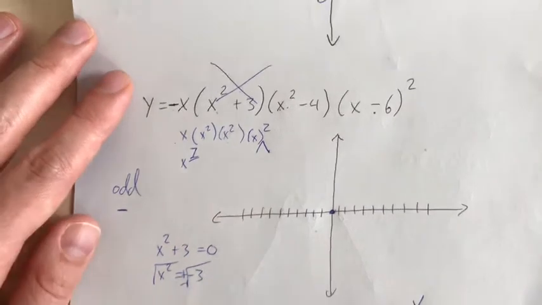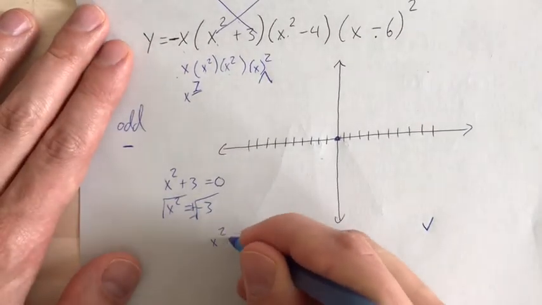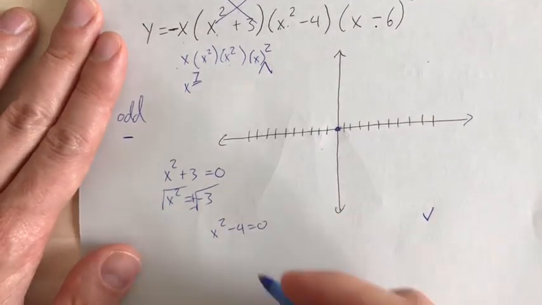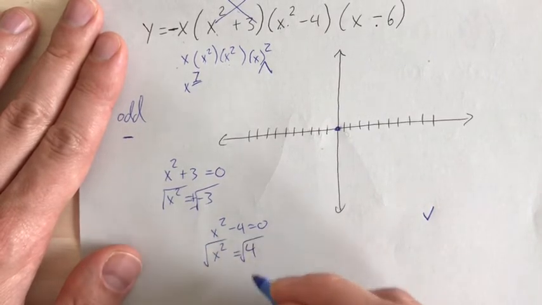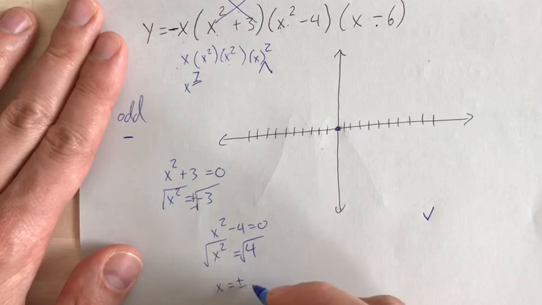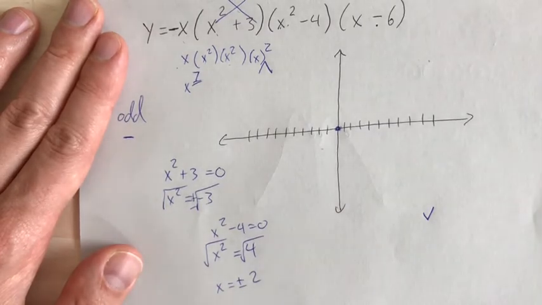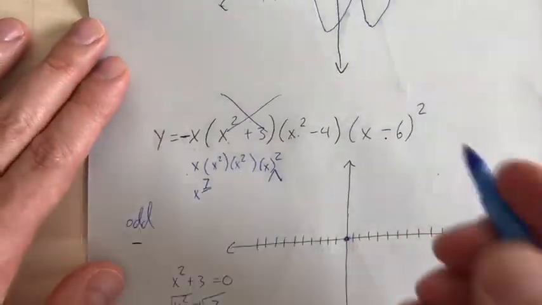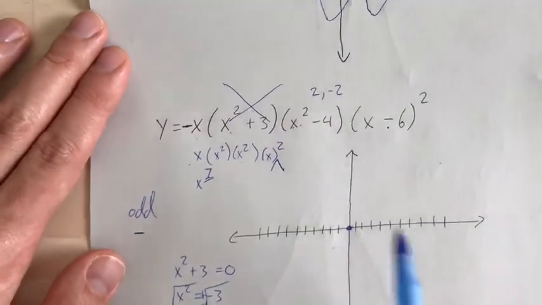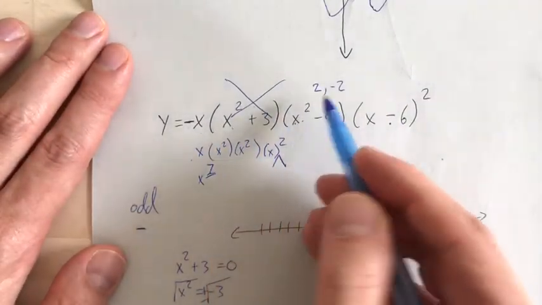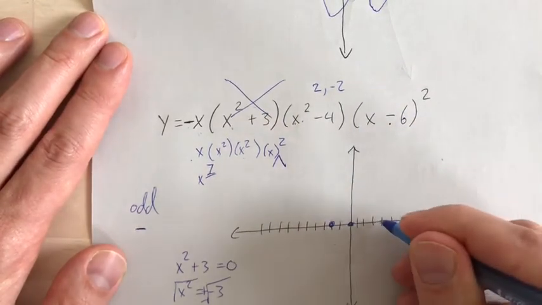Now this guy is set equal to 0. x squared minus 4 equals 0. I am going to get some intercepts. So square root both sides. I'm going to get x equals plus or minus the square root of 4, which in this case would be 2. So technically, this guy is actually going to give me 2 x-intercepts, 2 and negative 2. So far, my intercepts are 0, 2, and negative 2. So negative 2 and 2.